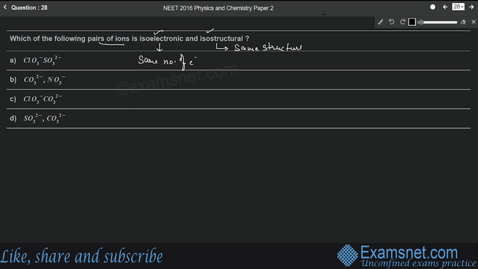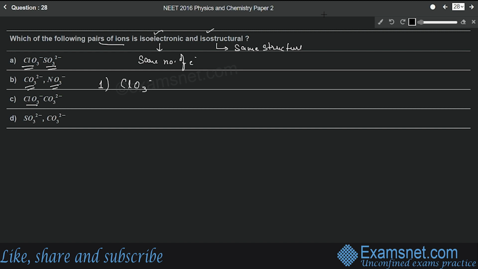Now if you look at the options carefully, you can see that only 4 types of ions are present here. Okay, ClO3 minus, SO3 2 minus, CO3 2 minus, and then NO3 minus. Different combinations are given, but the total types of ions present here are only 4. So let's see these 4 types of ions in detail.